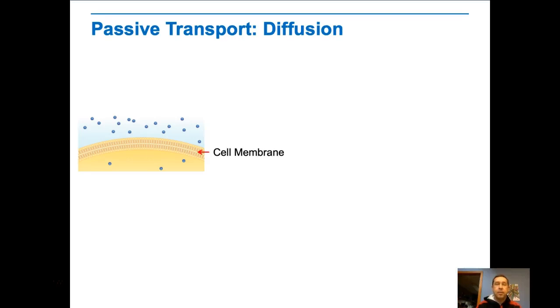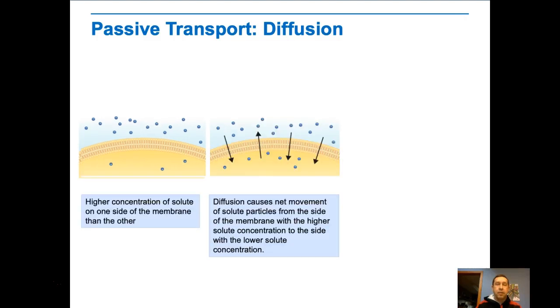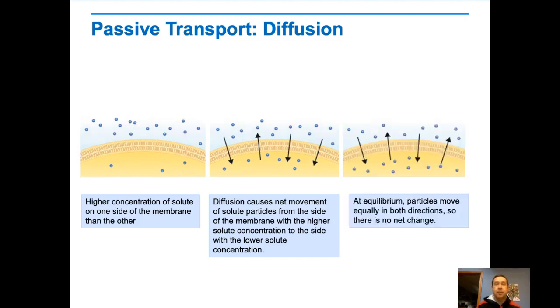So here's an example of diffusion in the cell. You have a higher concentration of molecules outside than inside. Solutes are going to have particles moving in both directions, in and out of the cell, but the net movement, more stuff is moving in than moving out, so it goes from higher concentration to lower concentration. And diffusion continues until you reach equilibrium, at which point there's no net change. The amount moving in and the amount moving out are the same.